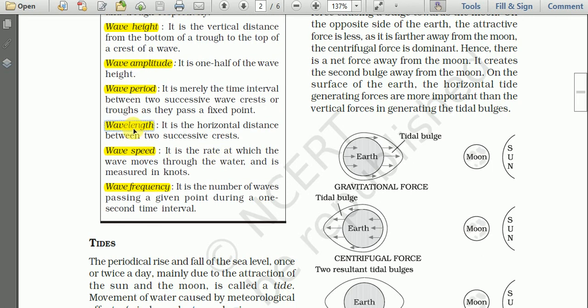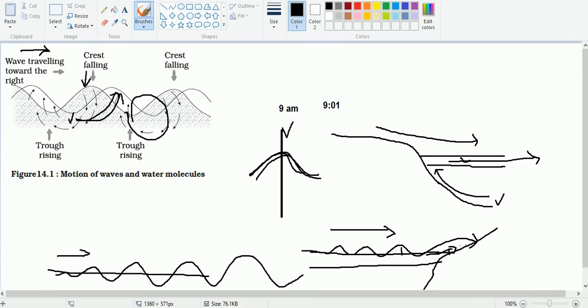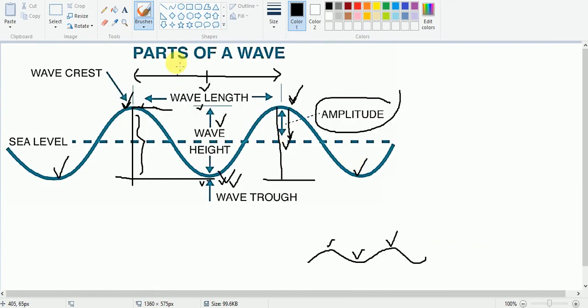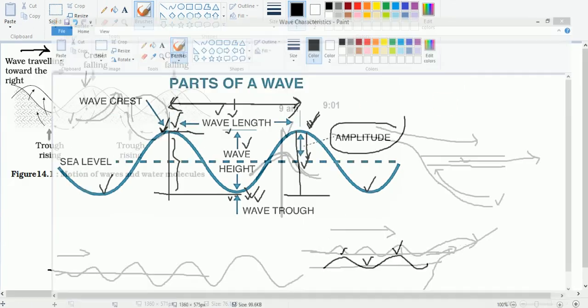And wavelength, about which I have explained earlier. Wavelength is the horizontal distance between two successive crests. You have to see this diagram here. This is the wavelength. This is a crest, this is another crest, and the distance between the two crests is known as the wavelength. It is denoted by the Greek letter lambda.